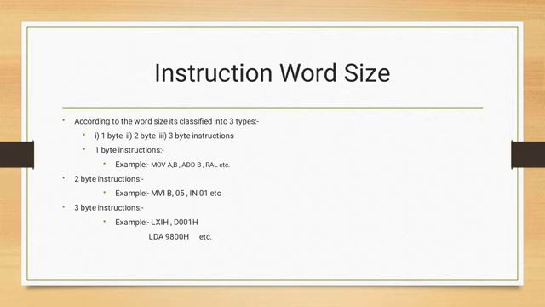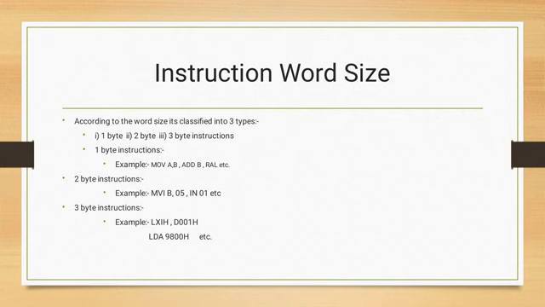The next one is 2 byte instructions. In a 2 byte instruction, the first byte is the opcode and the second byte represents the data or the address. For example, MVI B, 05, and another one I have taken is IN 01. There are several kinds of instructions, but I have taken a few of them. MVI B, 05 means move 05 to register B, or place the data 05 in register B.